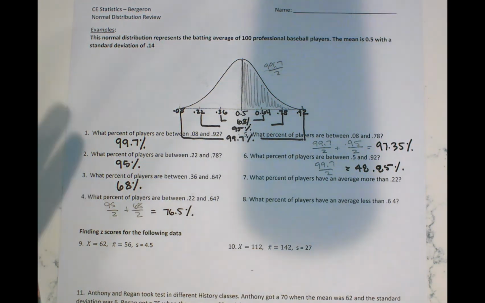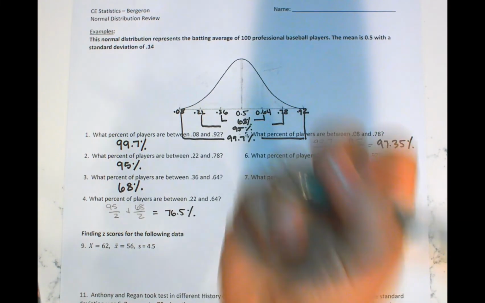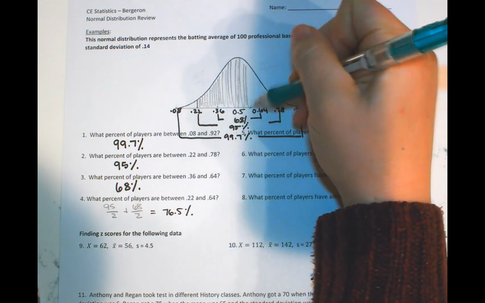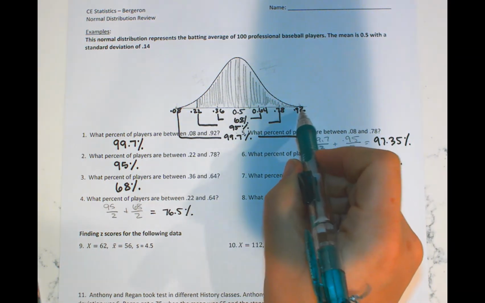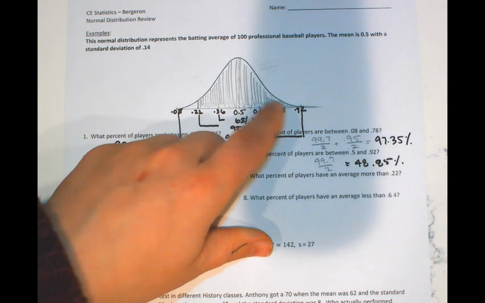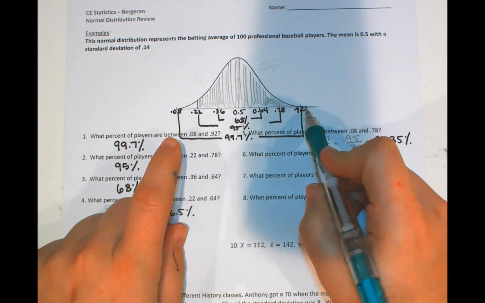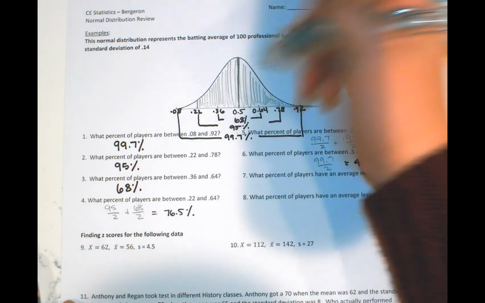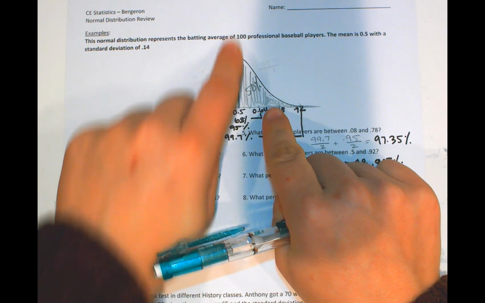All right, what percent of players are averaging more than 0.22? So here's 0.22, and I want to know everything greater than that, including the stuff past my 3 standard deviations. I know that it looks like the graph ends at 3 standard deviations, but really this graph keeps going past 3 standard deviations, because 3 standard deviations is only 99.7. So there's still a little bit left at the end of this graph. But I know that if my mean is right here, this half of my graph makes up 50%. Right down the middle would split this in half.